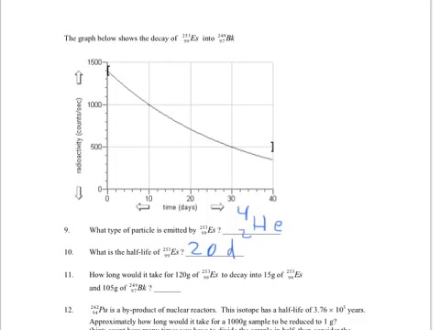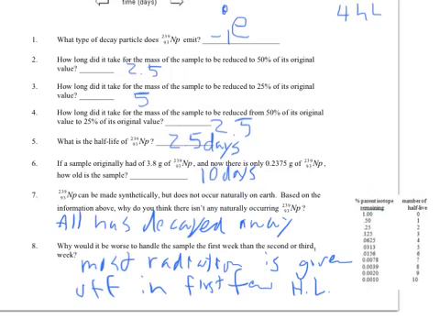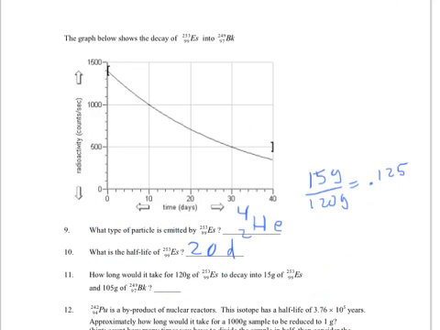How long would it take for 120 grams to reduce to 15 grams? So the first thing I have to do is figure out what percent remains. Let me just do this. I'm going to say 15, the small amount, divided by the larger starting amount. And when I divide that, I get 0.125. That's my percent. So I need to check this against my half-life data table. And when I do, I can see 0.125 equals 3 half-lives. So this equals 3 half-lives.